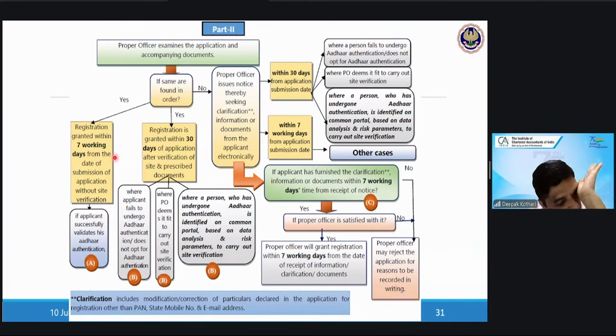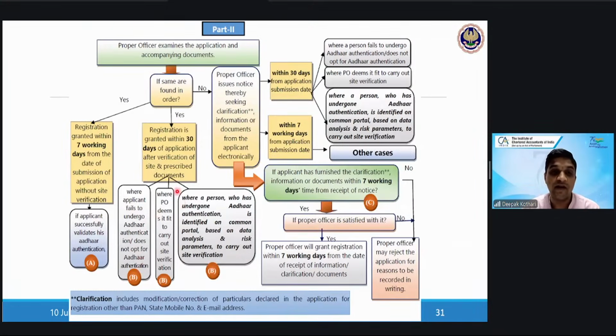So when you apply for registration, advise your clients to keep their Aadhaar handy, and keep the mobile number linked to their Aadhaar handy. Because most of the time, when you link your Aadhaar, the OTP goes to some other person and not to the same person. So you have to link your Aadhaar with your primary mobile number. Otherwise, registration is granted within 30 days, where the applicant fails to undergo Aadhaar authentication or does not opt for Aadhaar authentication.